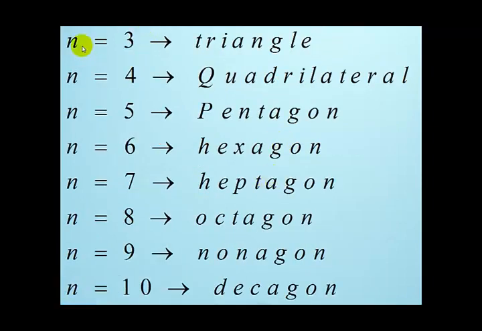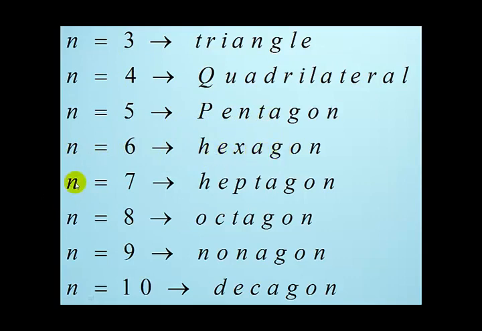Now, when the number of sides equals 3, then it means that we have a triangle, because a triangle has 3 sides. When the number of sides equals 4, it means that that polygon is called a quadrilateral. When the number of sides equals 5, it's called a pentagon. When the number of sides equals 6, the polygon is called a hexagon.